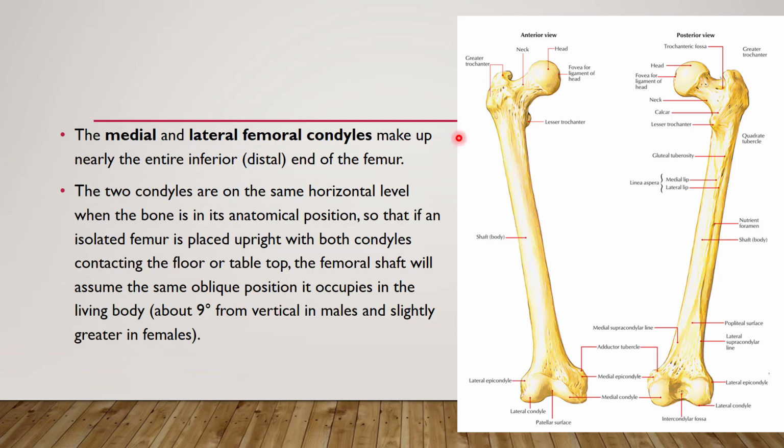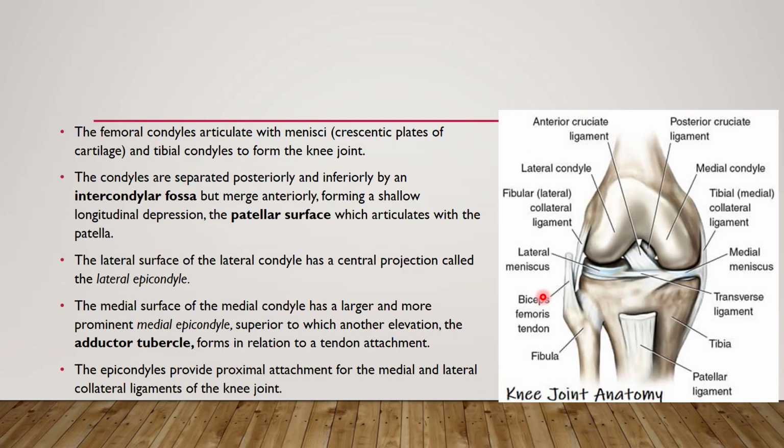So this is the normal anatomical position: the two condyles are put on the tabletop so that they are in the same plane, but the shaft will be placed obliquely. The femoral condyles articulate with menisci, which are crescentic plates of cartilage, and they articulate with the tibial condyles. Can you see here? This is the lateral condyle of the femur and this is the medial condyle of the femur, and they are articulating with the condyles of the tibia to form the knee joint.